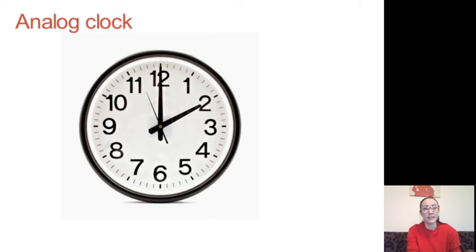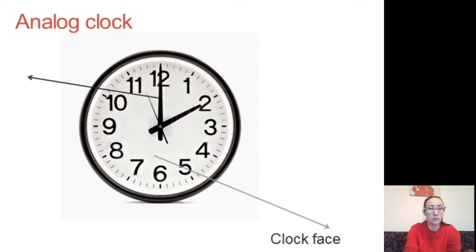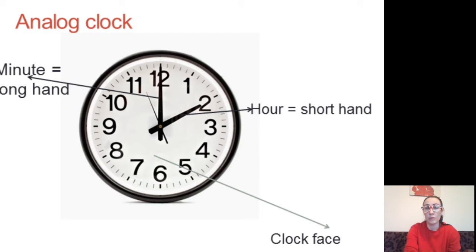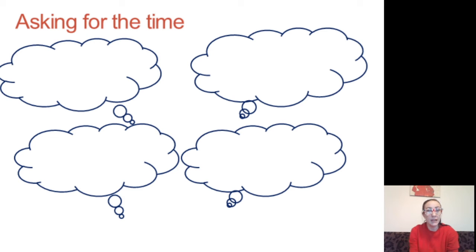So let's have a look at the analog clock and how we read the time and tell the time by the 12-hour clock. The whole thing on the analog clock, what you see, the display, is called the clock face. Now there is also a long hand, which is the minute hand, and a short hand, which is the hour hand. So we tell the minutes using the long hand and we tell the hours using the short hand. How do we ask for the time?